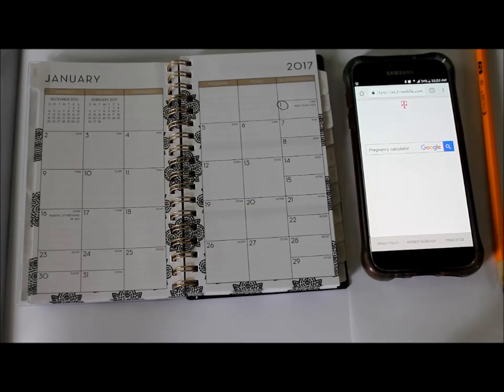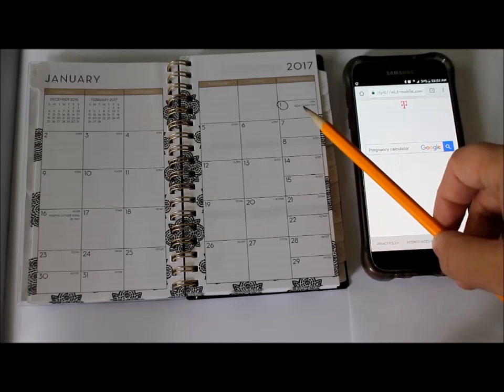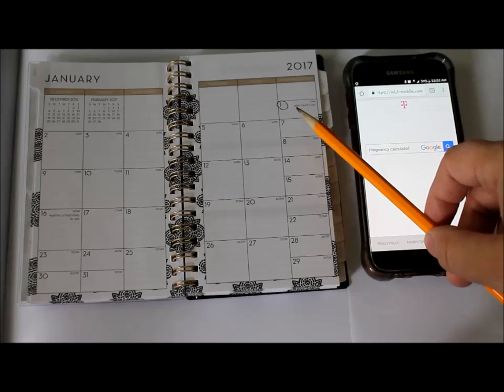Alright, so I have my calendar open and I know the first day of my last period. Let's say it was January 1st for the sake of this example. I'm going to give you a few different scenarios of what might happen when you're trying to figure out if you are pregnant. So I have my last menstrual period circled, January 1st.